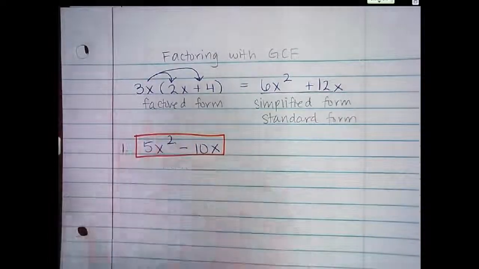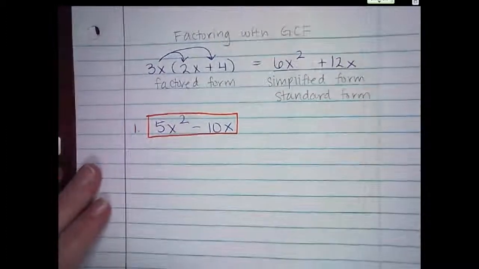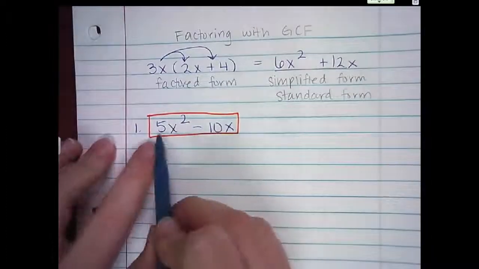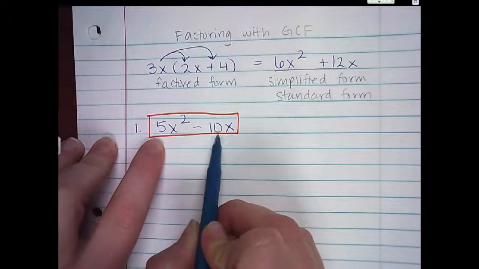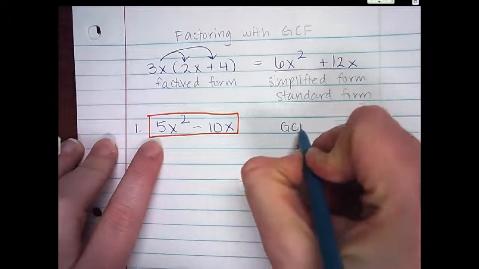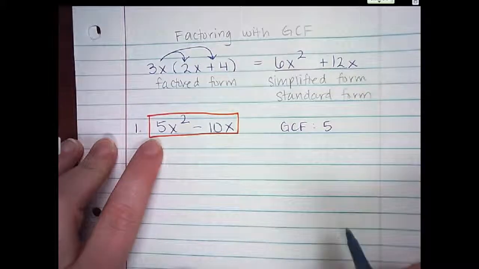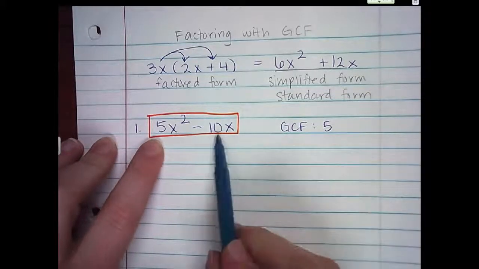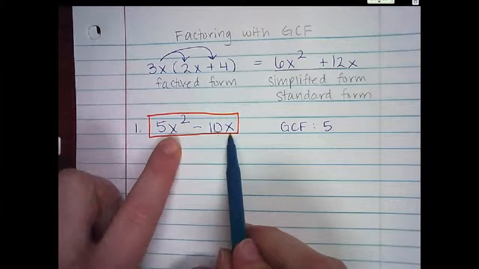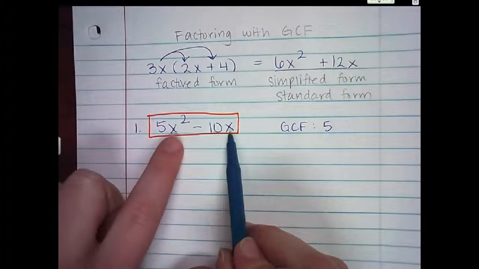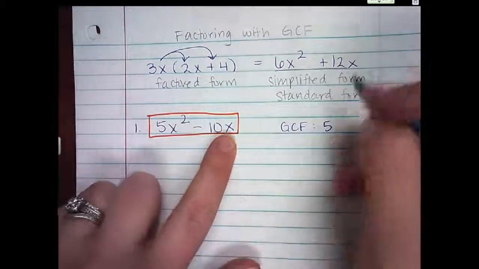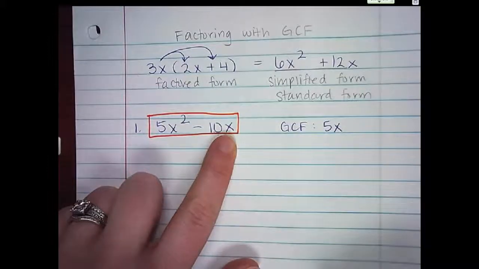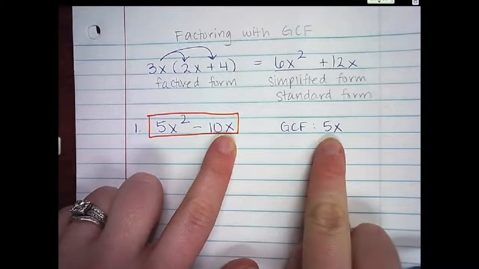All right, so the first one, 5x squared minus 10x. Start with your numbers and say, well, what's common between 5 and 10? What's the biggest number that can go into both of those? That would be a 5. So over here, I'm going to say GCF 5. Start with your numbers, okay? Then go to your x's. Because I have 2 x's here and 1 x here, I'm going to take out the smallest amount of x's. So there's 2 here and 1 here. That means I can only take out 1 x. Okay, this is my GCF.